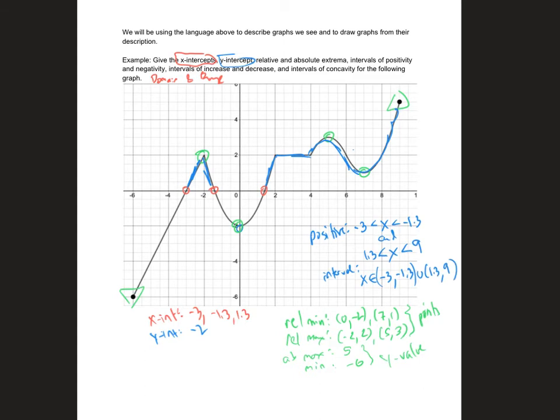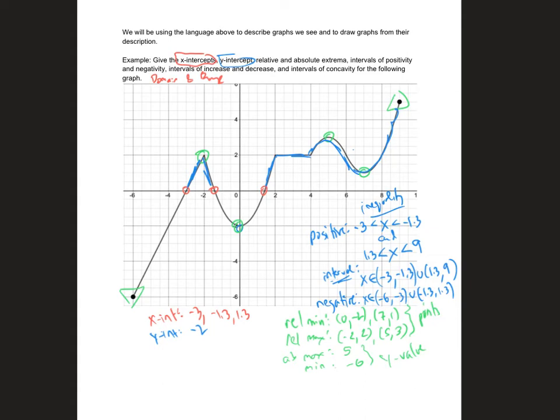So if I were writing where it's negative, so that's interval notation, this is inequality notation. If I wanted to write where it's negative, I'm just going to write it in interval notation this time. It's negative when x is between -6 and -3, and we don't include it, and from -1.3 to 1.3. All right, so that's intervals of positivity and negativity.